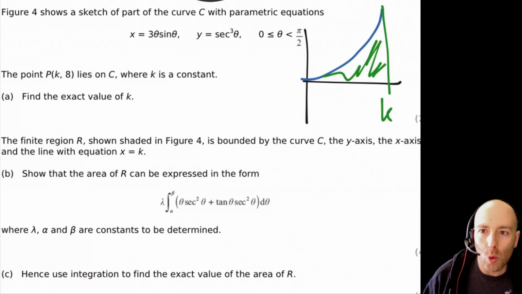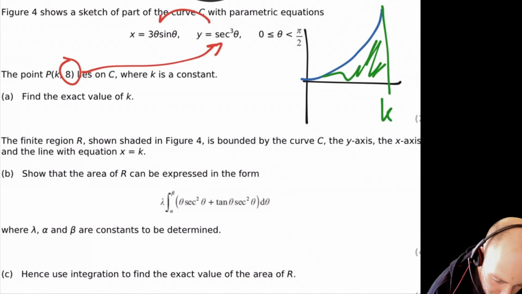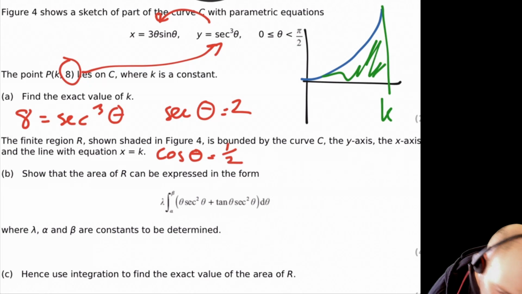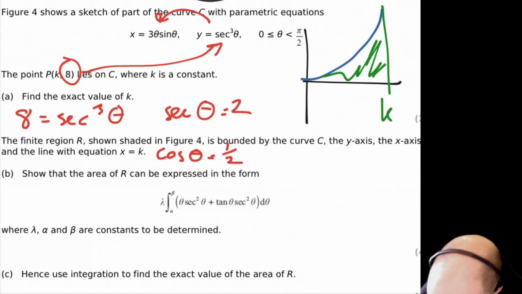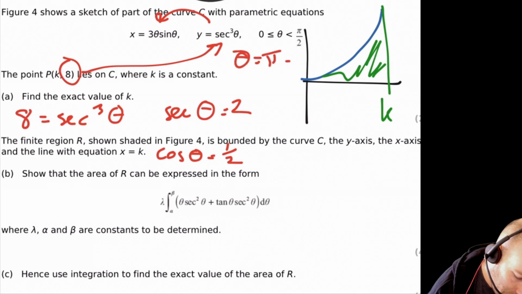Yeah, so we want to find k. We know the y coordinate of k is 8. So if we put 8 into there, find theta, put theta into there, we can find x. So 8 equals sec cubed theta. So therefore, sec theta is 2. Therefore, cos theta is a half. So arc cos 0.5 gives me pi by 3. So theta is pi by 3.